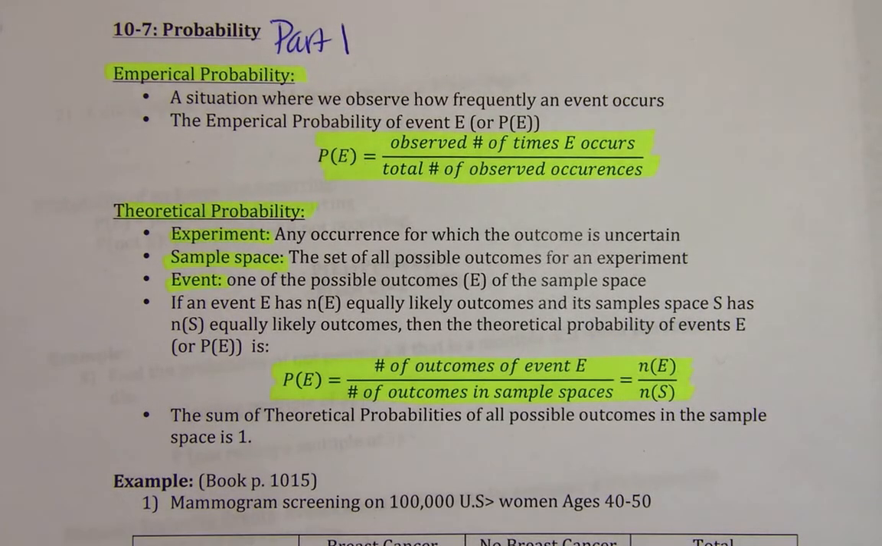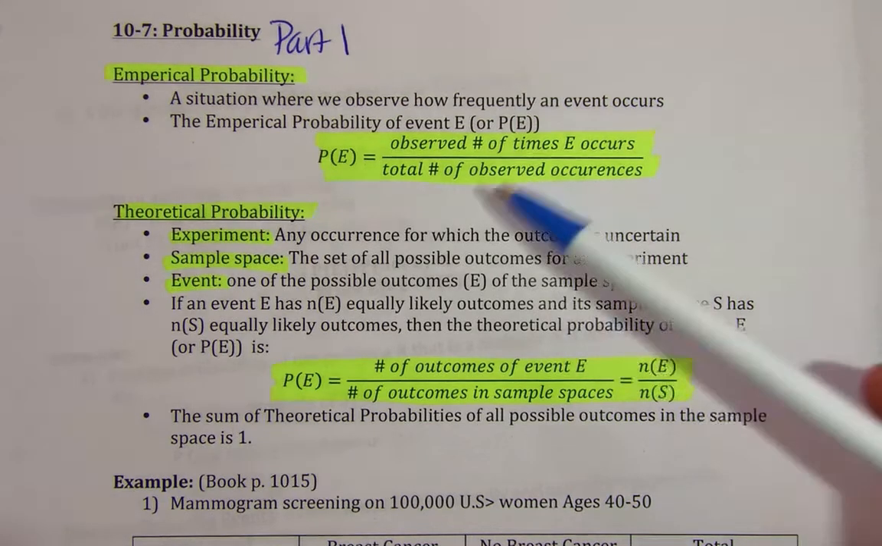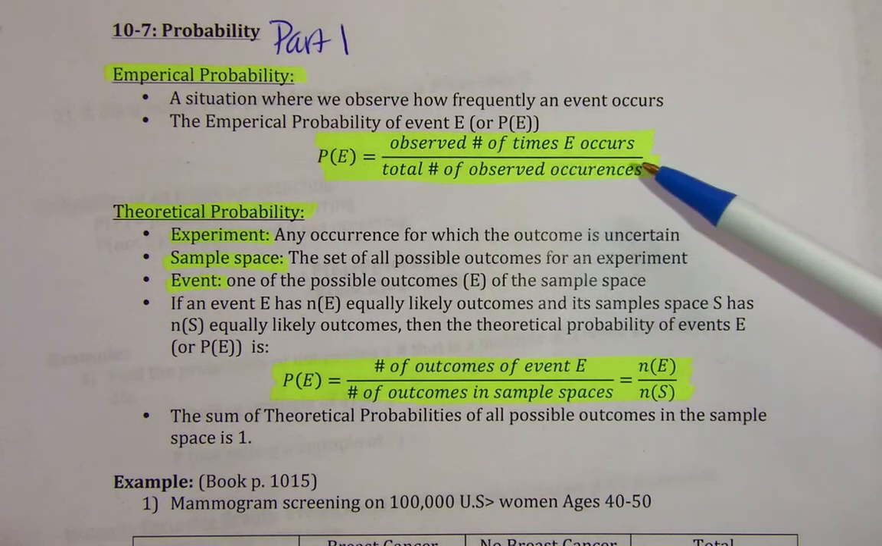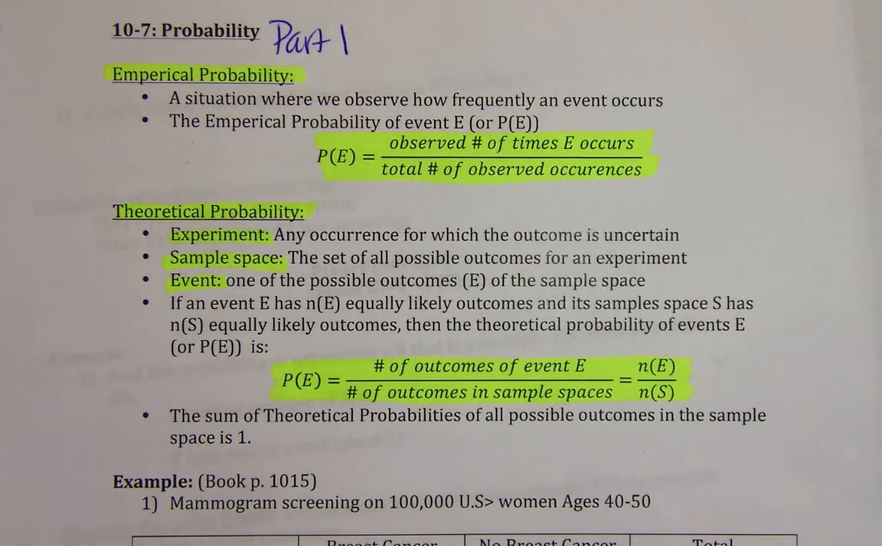So for example, if I roll a die and I count how many times I get a 2 out of 10, let's say 10 rolls. That would be an example of empirical probability, where we're observing the number of times an event occurs out of the total number of observed occurrences.